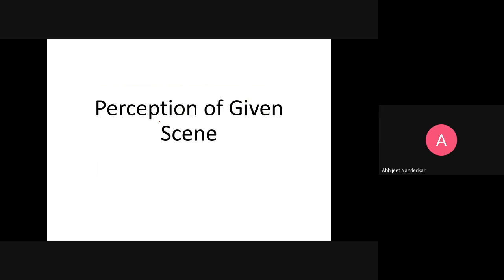Perception of a given scene is done by your brain, and the brain is the tool which tells you what is around you. Many times it happens that your brain tells you some false things which are actually not there. In Marathi we say, je disto tasa nasto. That kind of thing can happen to anybody. It is basically the perception of your brain, not even a fault.